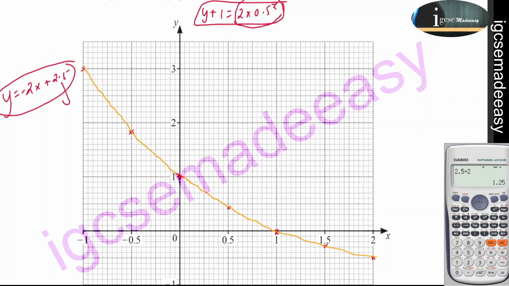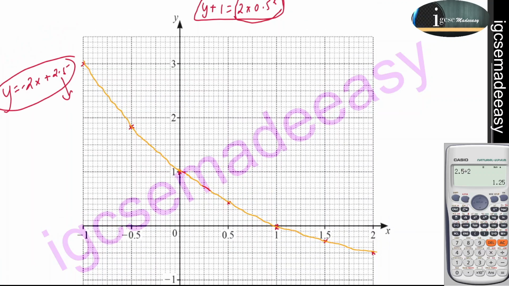So actually this is the point, a y-intercept point. The line will pass through this point, that is 2.5, and the other point we can find out using this gradient, that is m equals -2, and we can write it as -2 by 1, and we can say this as rise by run over here.